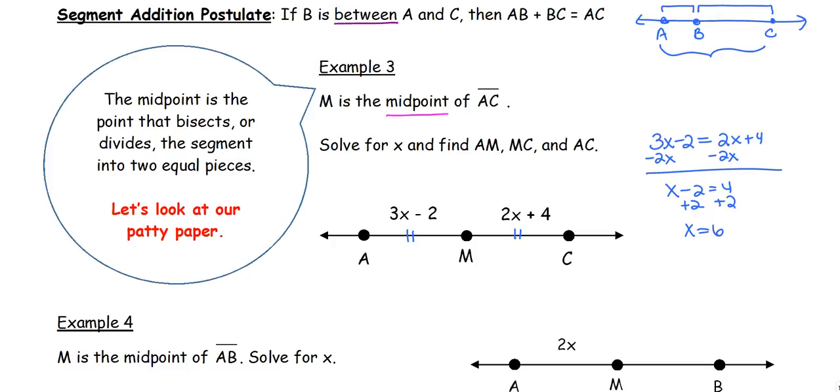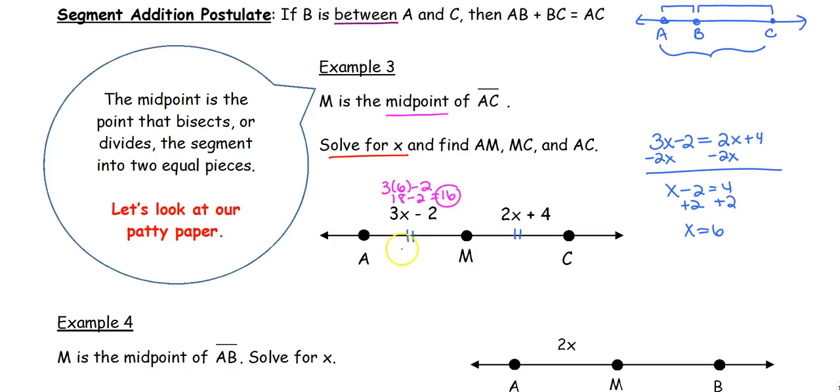The question wanted me to find AM, MC, and AC. So that was only the first part. Make sure, especially on quizzes and tests, that you read the directions and you're answering the question. Sometimes we solve for x and then we think we're done. So we plug our x in. We've got 3 times 6 minus 2, 18 minus 2 is going to give me 16.